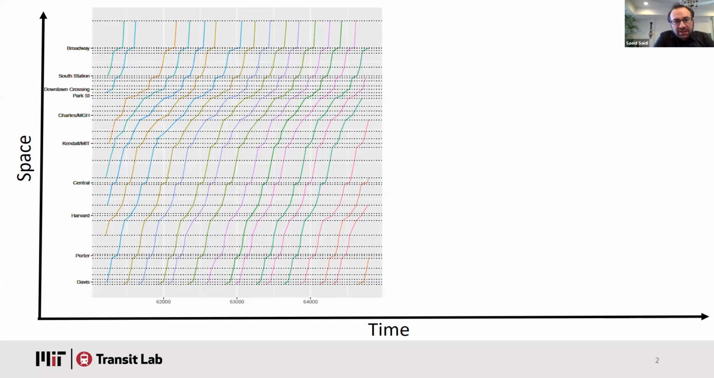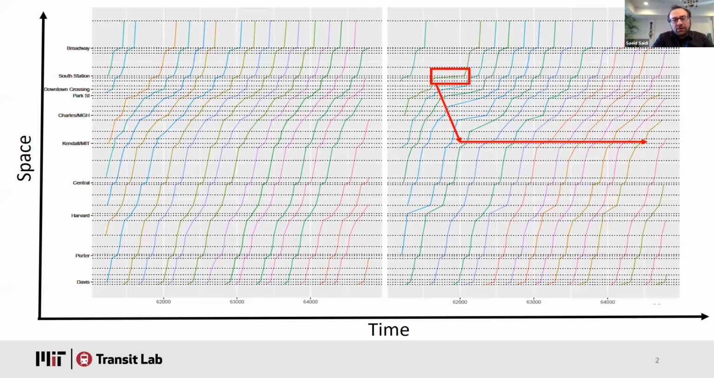To begin with, let's look at 1 hour of operation on the MBTA Red Line. This is during the PM peak period. These are the trajectories of trains, and pretty much the operation is smooth. However, in the same time period but on a different day, we see that an initial train disruption has affected several following trains, just similar to the example that you saw in Michael's presentation.